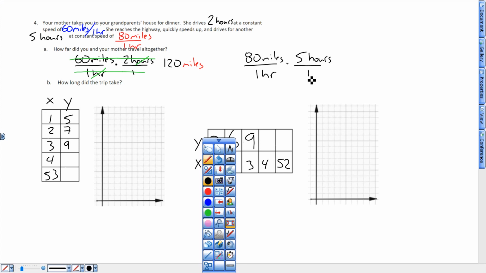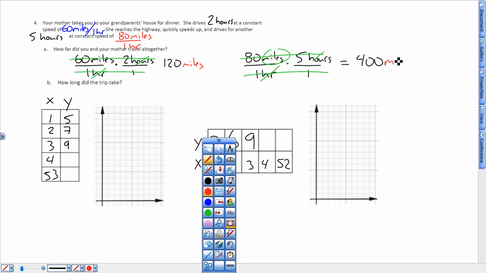You can put that over 1 if you want. No unit down here, just over plain old 1. These hours will cancel, leaving you just miles. And then if I times straight across, 80 times 5 gives me, I believe, 400. Let me just double check my calculator. And the only unit there left is miles.